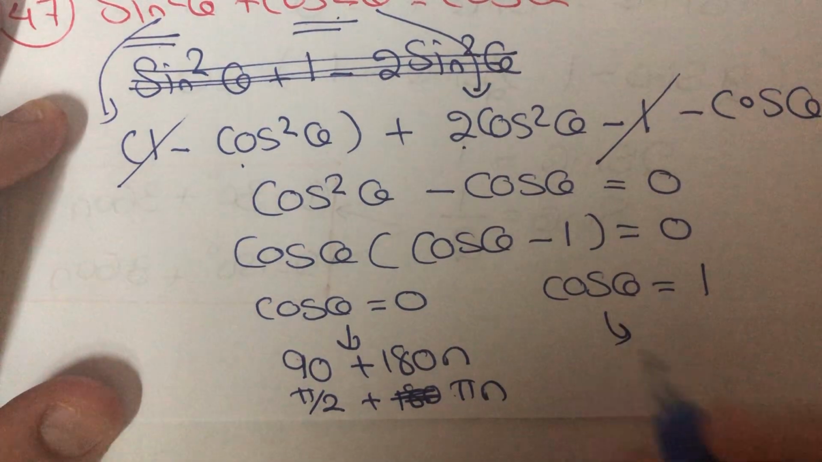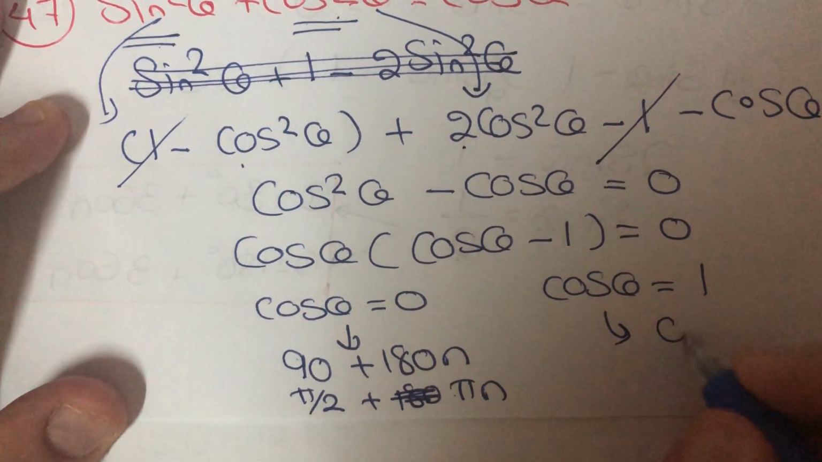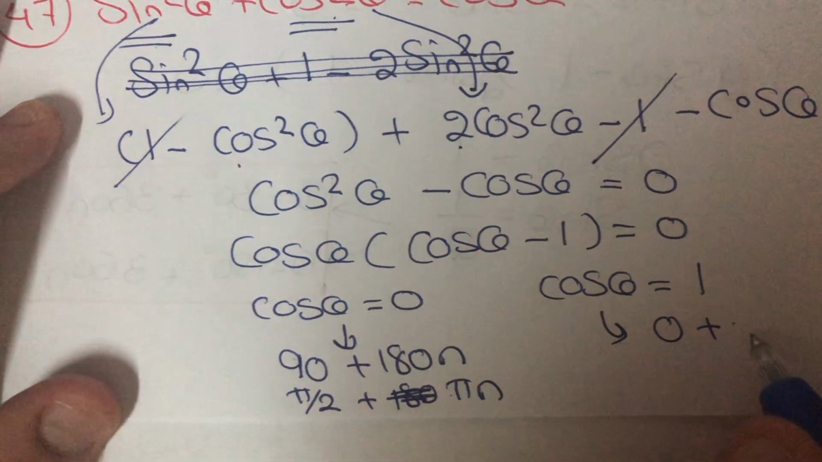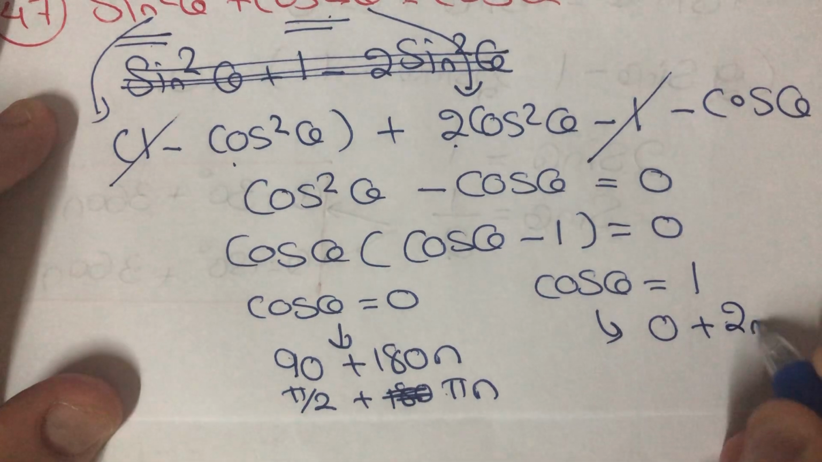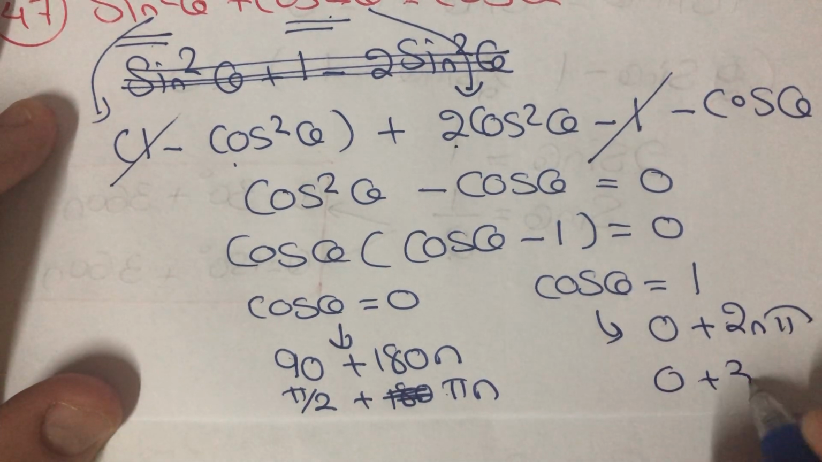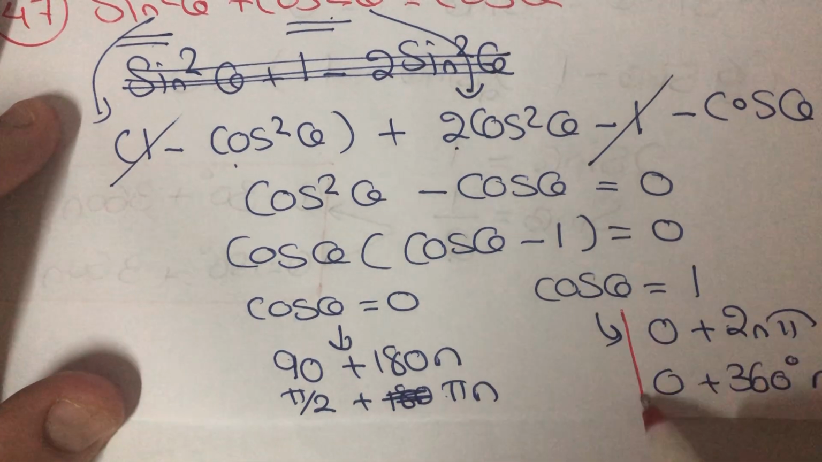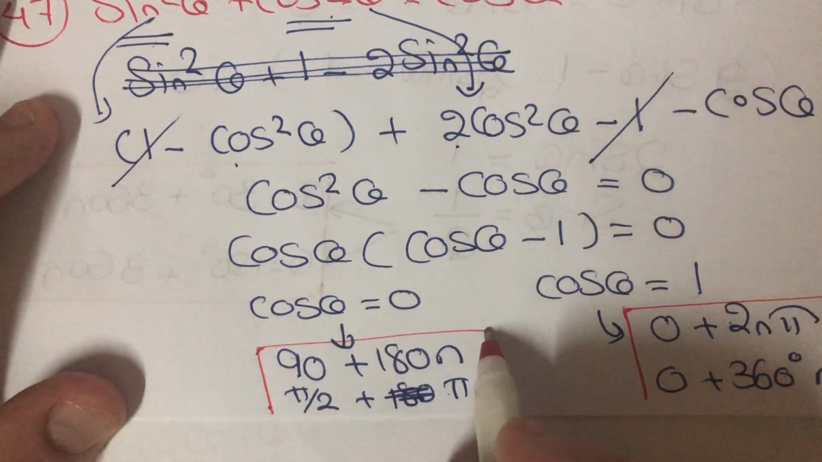And cosine theta is equal to 1 right and left, right? 0 plus 2... oh I'm sorry, only in the first one, plus 2n pi, or 0 plus 360 degrees n. And these are the two answers.